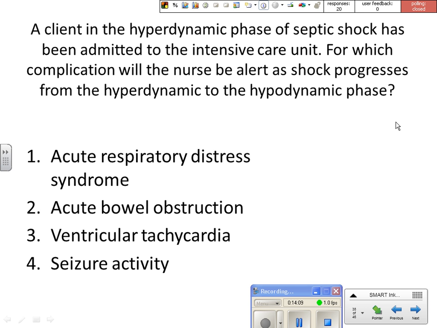The client is in the hyperdynamic phase of septic shock, has been admitted to the ICU. Which complication will the nurse be alert for as shock progresses from the hyper to the hypodynamic phase? ARDS, bowel obstruction, VTAC, or seizures?